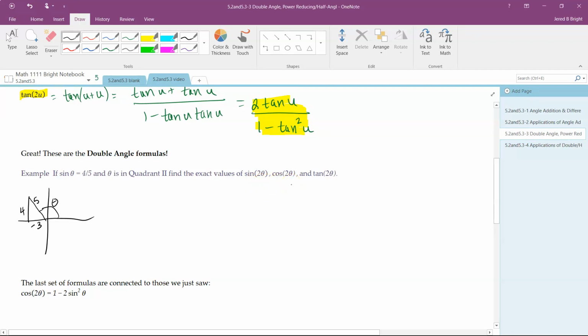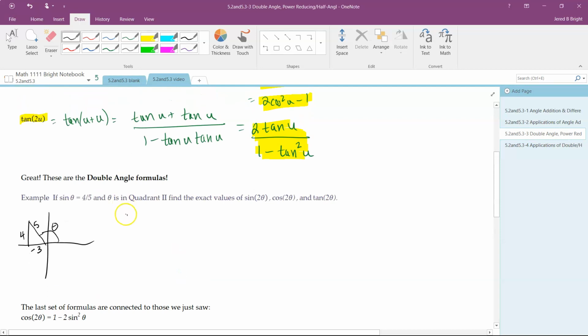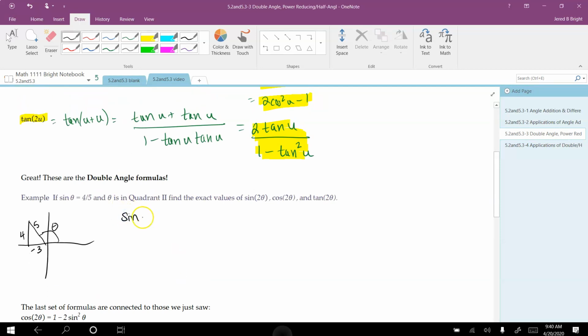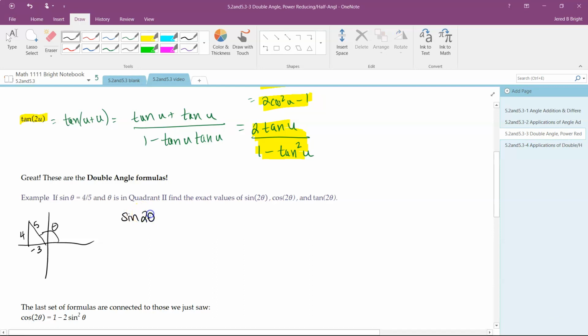For instance, if we were looking at sine of 2 theta, we know this is 2 sine of theta cosine of theta. So this is 2, and sine of theta is just 4/5, cosine of theta is -3/5. Then I multiply all that, and I get, let's see, that'll be 10. We'll just do it longhand. -24/10, and that reduces to -12/5.